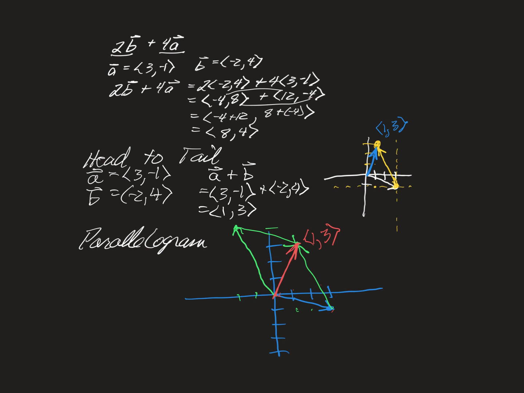So those are the two methods, head to tail and parallelogram. Both are very similar, and both give you the correct answer. So that's the geometry. Let's go to the next slide. Our fifth problem is the transformation matrix problem.